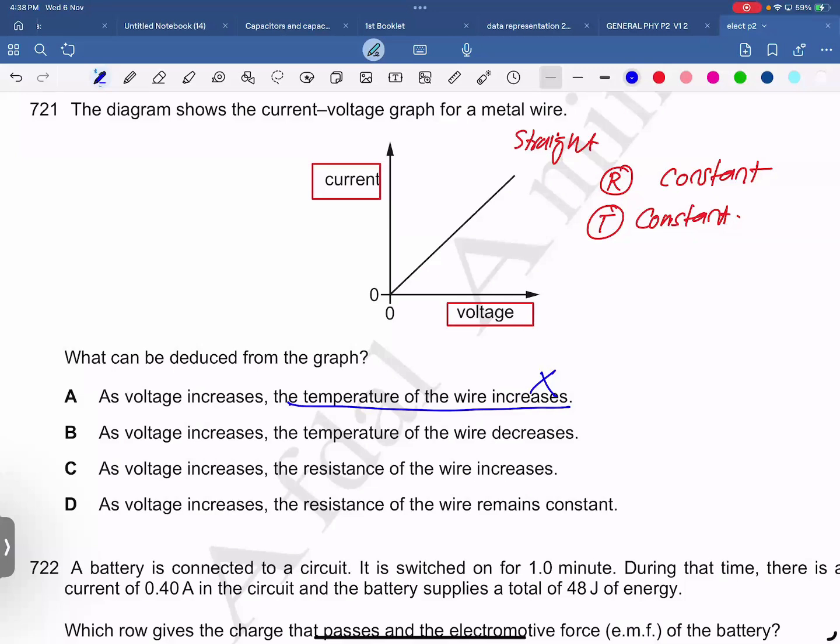So option A says increased temperature. B, temperature decreases. Also wrong. Temperature has to be constant. Option C, as voltage increases, resistance increases. No, resistance should also be constant. As voltage increases, resistance remains constant. So option is D. Now we proceed to the next question, number 22.